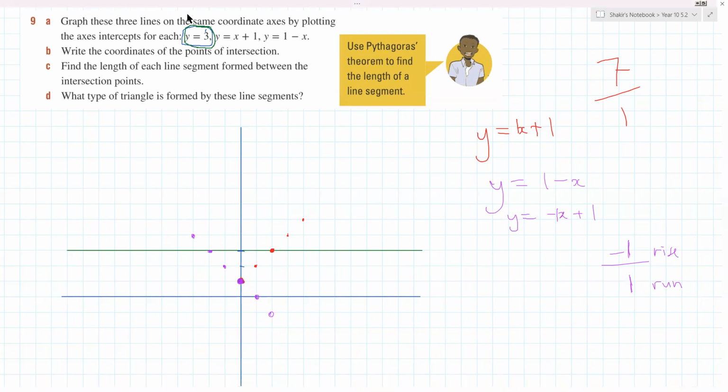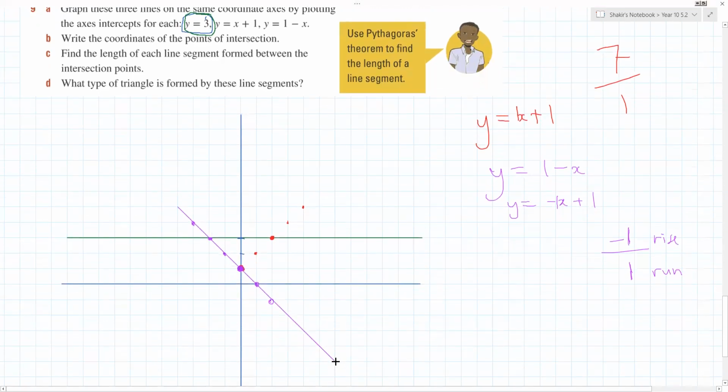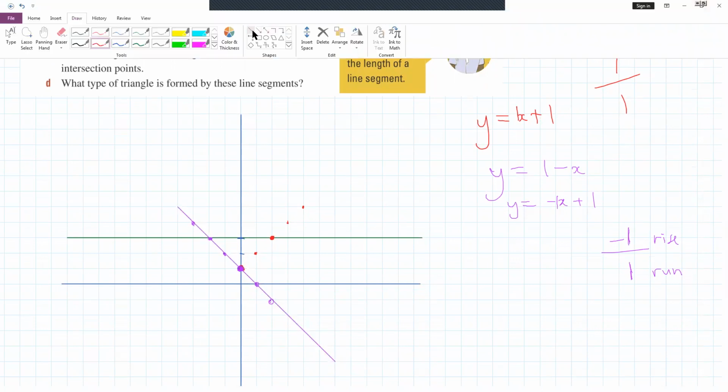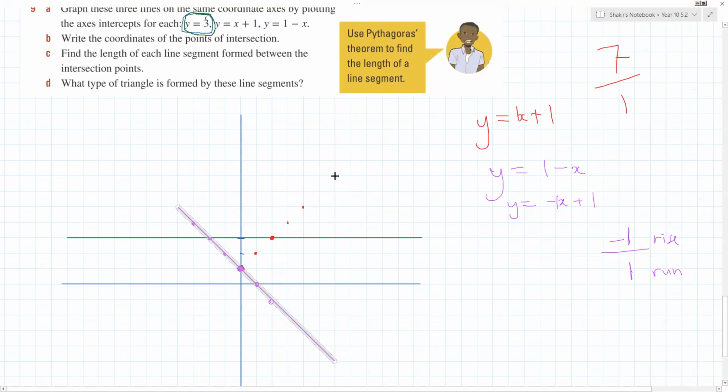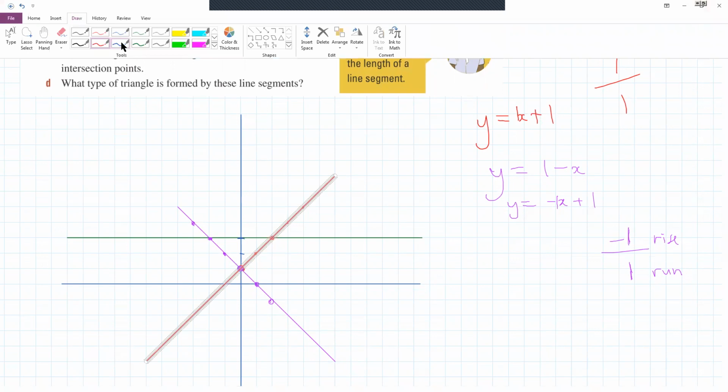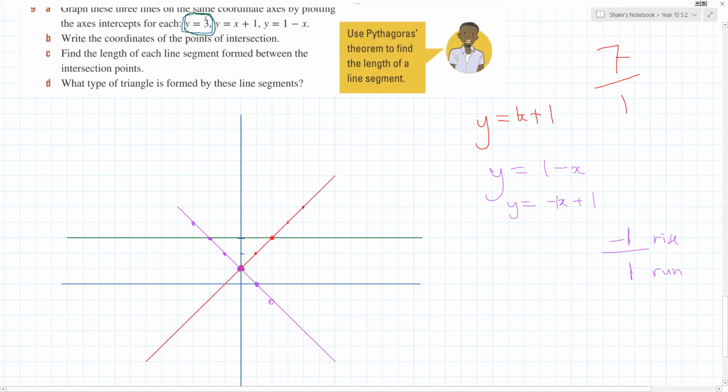So I forgot to join up the previous line. And I'll do that now. So the red line, where is my line? Here it is. And there we go. And so I have graphed the 3 lines.